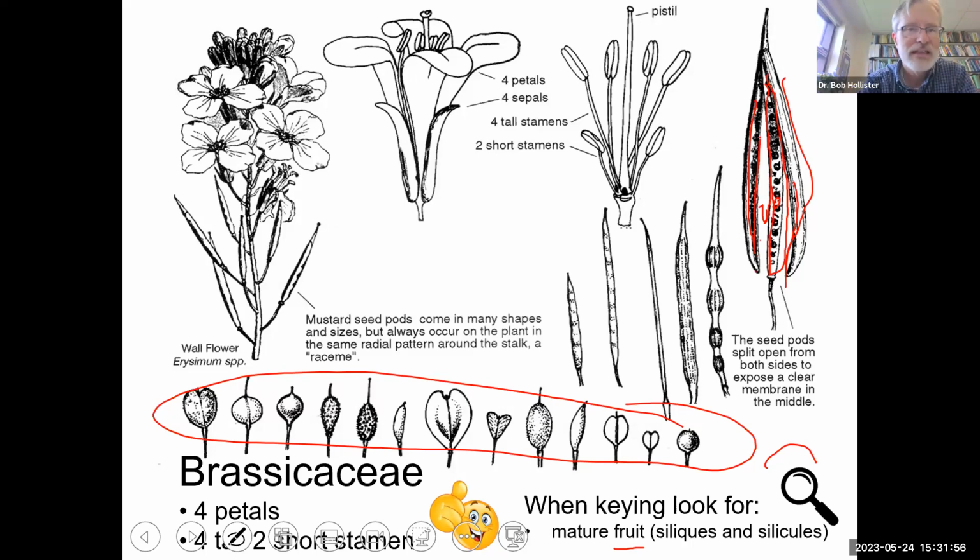The flowers are really easy. They look like an X. There's always 4 petals. And then if you look, there's going to be 4 big stamen and 2 little ones. So this shows really nicely the 2 smaller stamen and the 4 bigger ones.